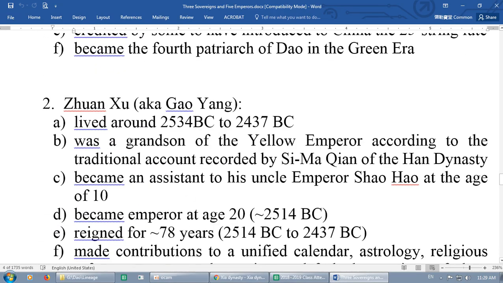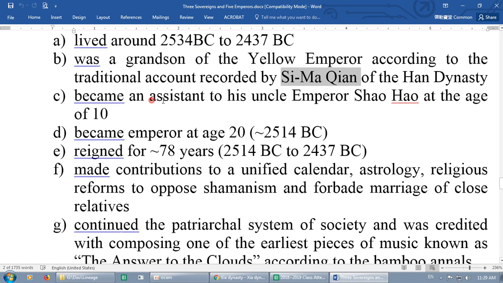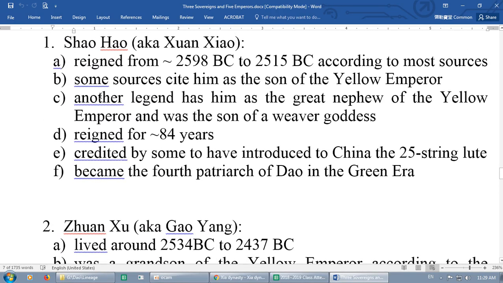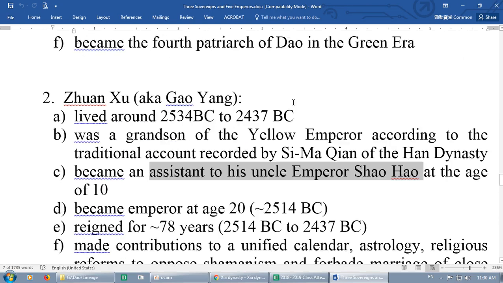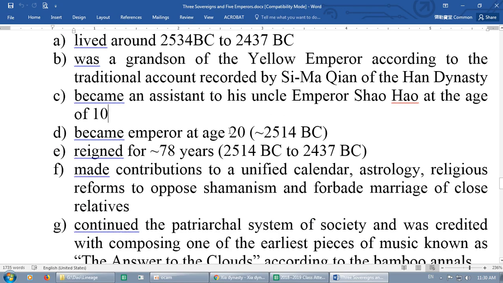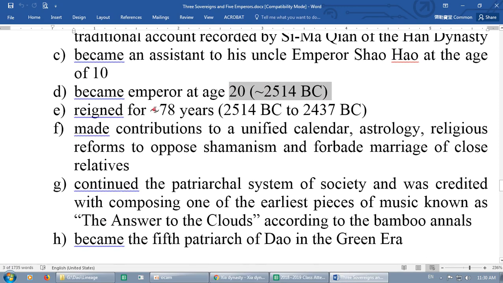So he was the grandson of the Yellow Emperor, according to the account by Sima Qian. He was the grandson, and he also became an assistant to his uncle. Xiao Hao is his uncle by another marriage; I forgot. Xiao Hao is related to the Yellow Emperor. So he was an assistant at the age of 10. He's a pretty smart kid. He became emperor around this period, and he reigned for roughly this many years.